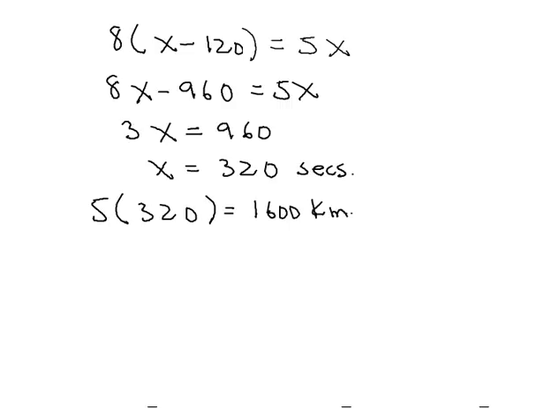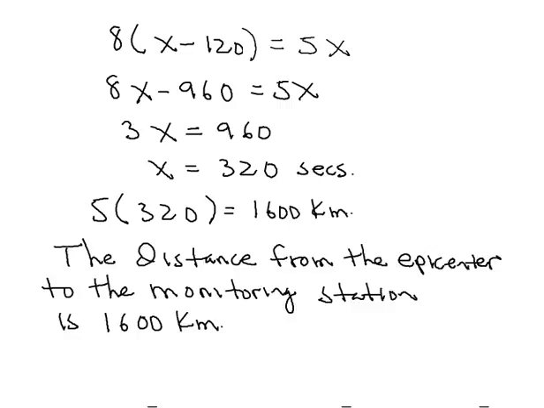And as we've suggested before, it's always a good idea to end up with a sentence. So let's do that next. And so we end up by writing then the distance from the epicenter to the monitoring station is 1600 kilometers. And we're done.